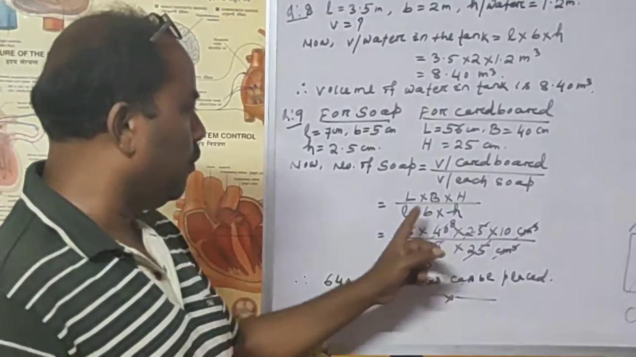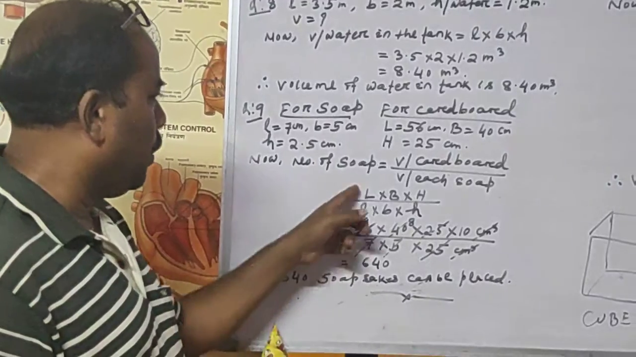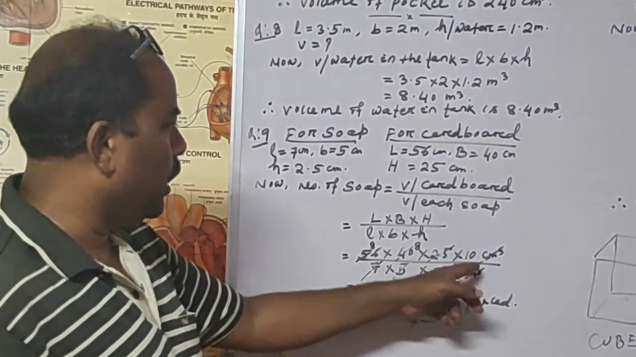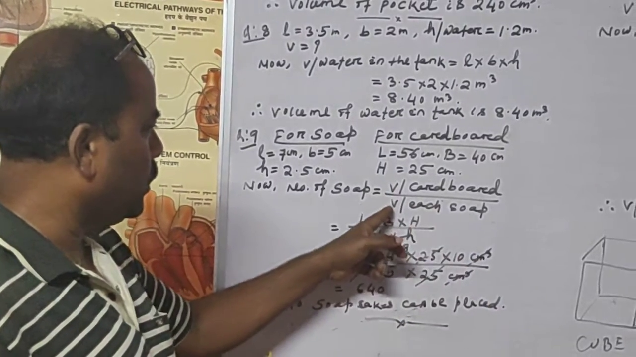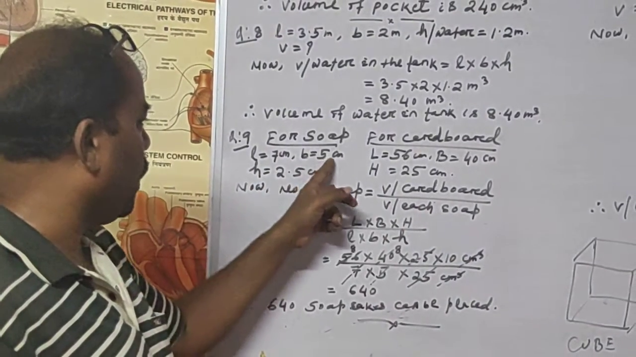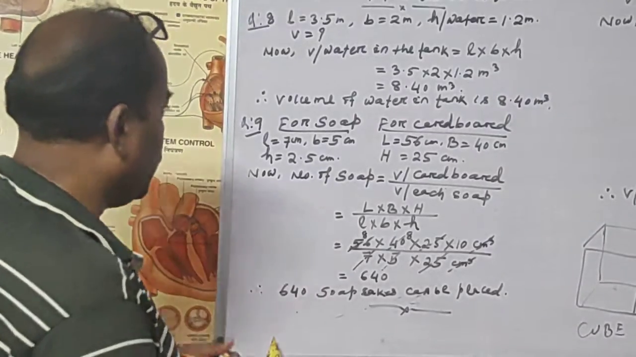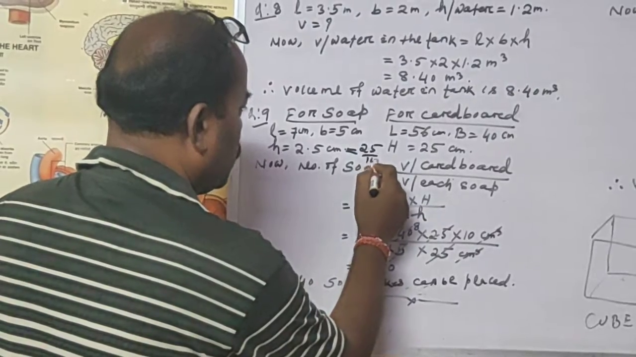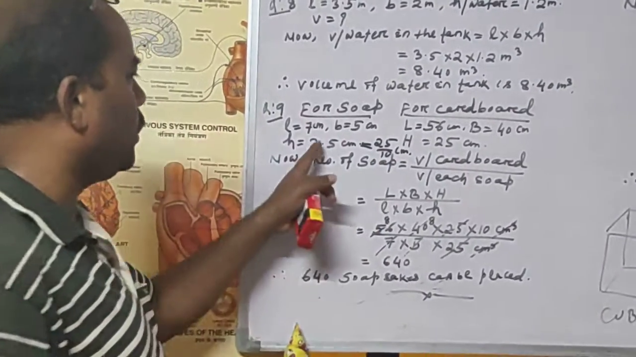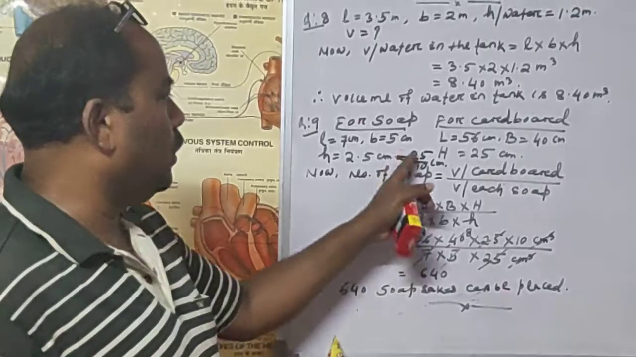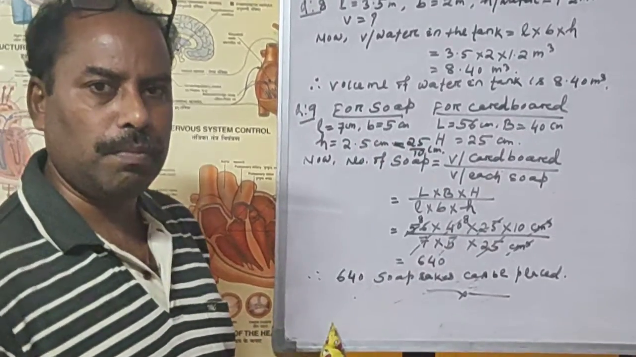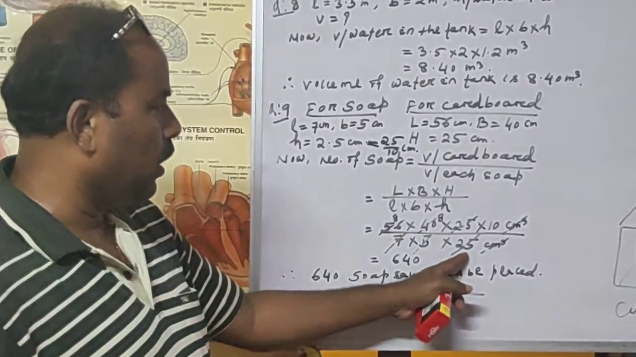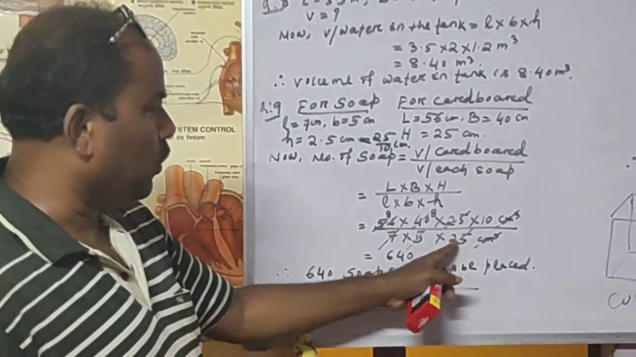So LBH by lbh. Now put the values: 56 into 40 into 25, and at the end centimeter cube, divided by 7 into 5 into 2.5. Now you can write 2.5 as 25 by 10 also, because if we want to remove the decimal point, then 2.5 can be written as 25 by 10. So this 10 goes upside and 25 is downside.